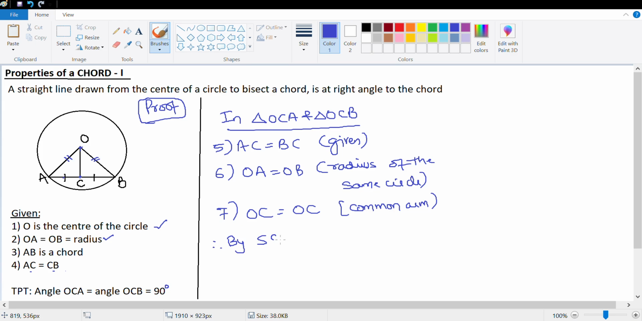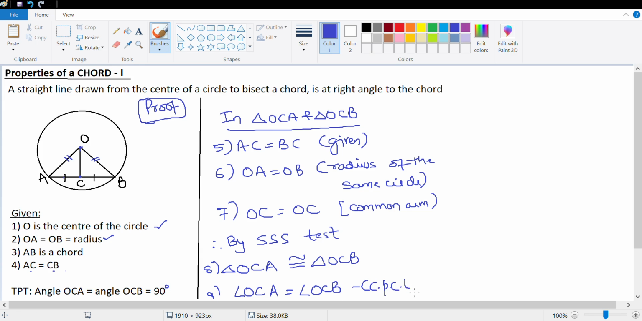Therefore, by SSS test, triangle OCA is congruent to triangle OCB, which means I will get angle OCA is equal to angle OCB. This is CPCTC. So I have proven one part of it, which means that these two angles are equal. I still need to prove that they are equal to 90 degree. Since AB is a chord, which means it's a straight line, angle around C would be 180 degree. So let's just write that angle OCA plus angle OCB is equal to 180 degree.